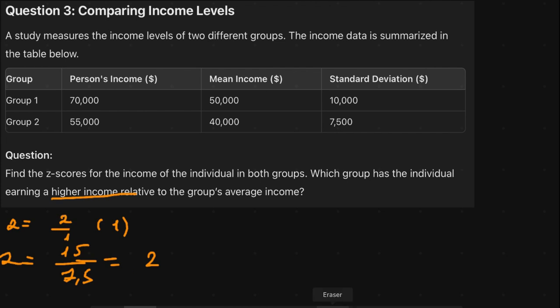So I have two exactly the same z-scores here. And what does it mean? It means that the incomes of these two individuals are exactly the same relative to their average income, to the groups that they are in. So we can conclude that there is no person whose income is larger or smaller than their group's average income.